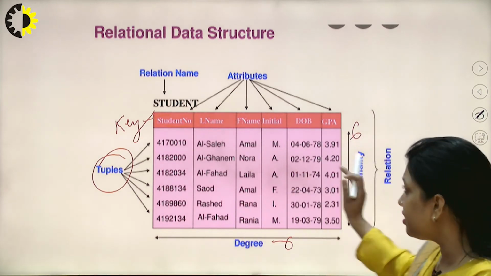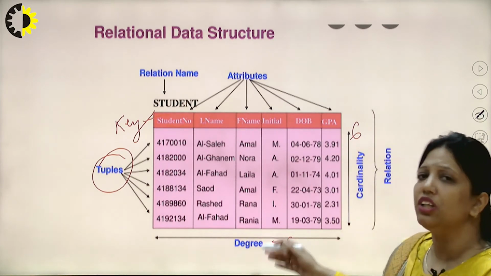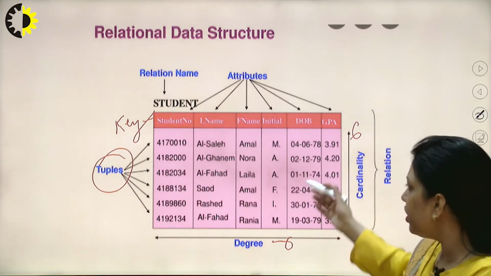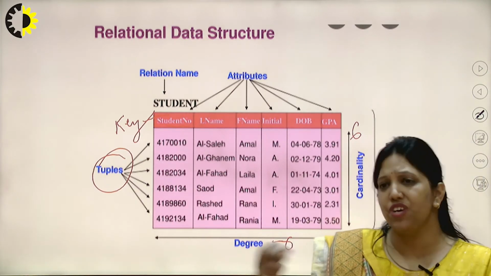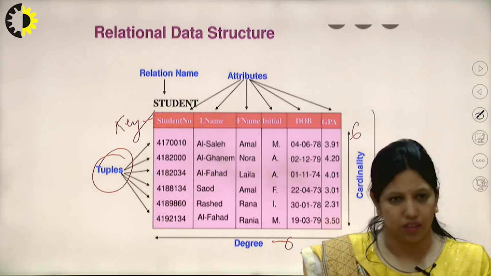So this is the data structure for defining any relation, or the format in which we store the data in the relational data model. This is the format in which we represent the data in the form of rows and columns.